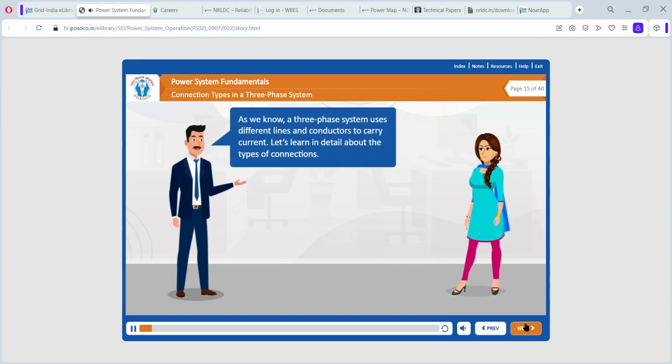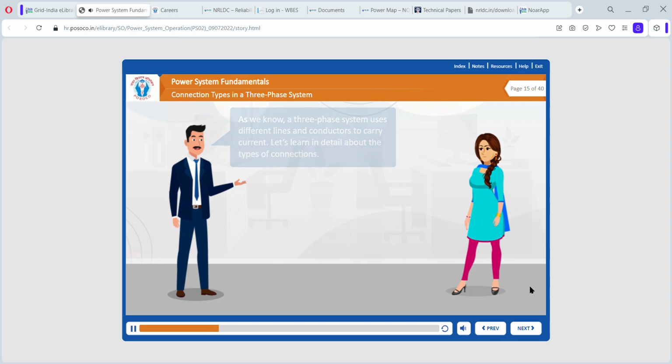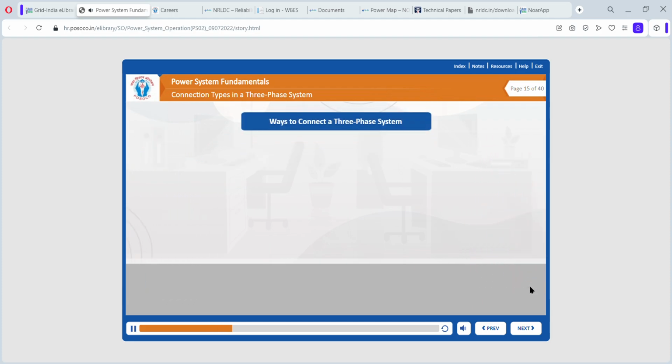As we know, a three-phase system uses different lines and conductors to carry current. Let's learn in detail about the types of connections. The three-phase systems are connected in two ways, that is, the star connection and the delta connection.